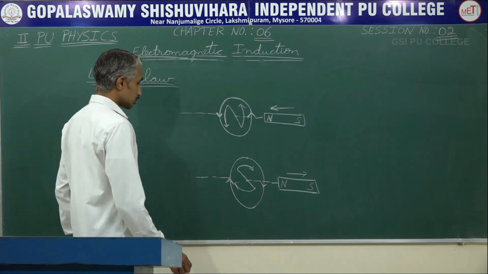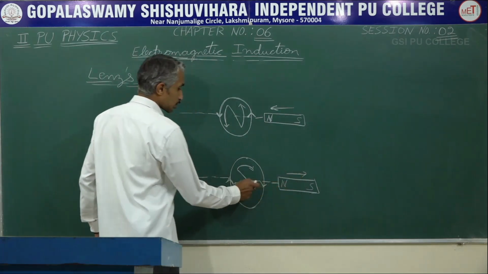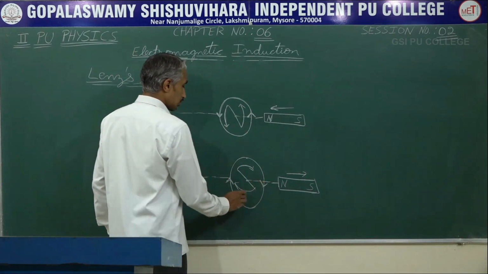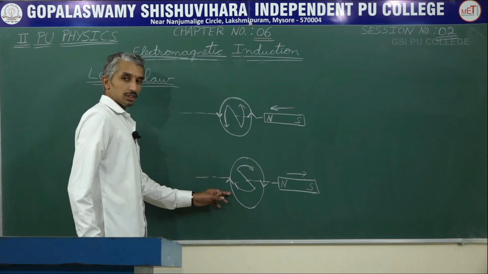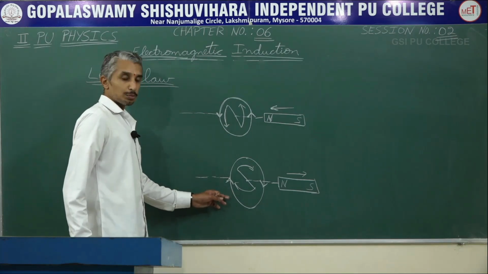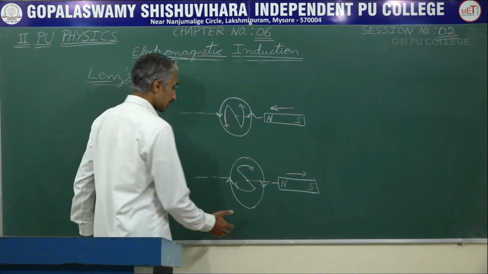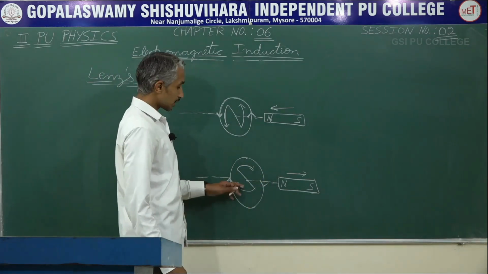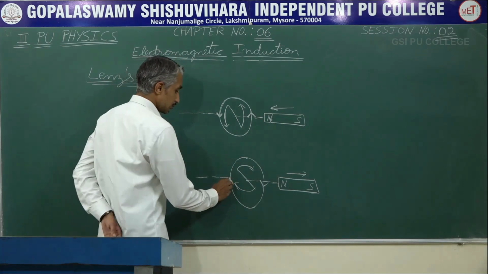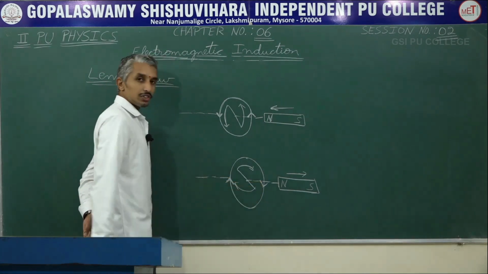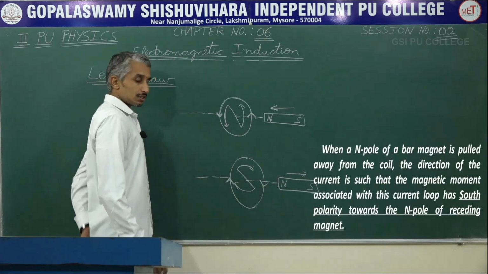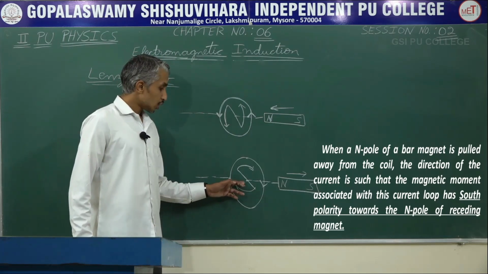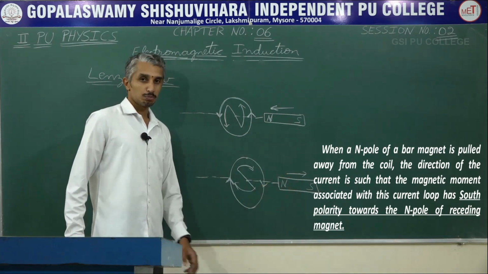The induced current is such that the magnetic moment associated with the coil also produces north towards the approaching bar magnet. Now, similarly, instead of taking the bar magnet towards the coil, take it away, then the direction changes. The induced EMF or current behaves such that it opposes the movement of the magnet. The current is in the opposite direction, so the direction of the magnetic field also changes. The direction of the induced current is such that the magnetic moment associated with this coil produces a south pole towards the receding magnet.